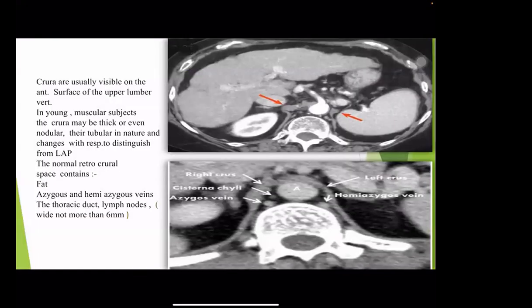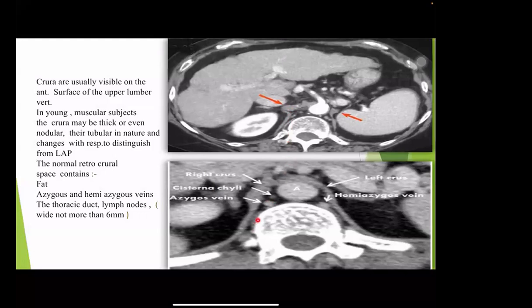The crura are usually visible on the anterior surface of the lumbar vertebra. This is the crura usually. This is the lumbar vertebra. In young muscular subjects, crura may be thickened or even nodular, as in this picture. The crura are nodular and thickened, and sometimes mistaken as lymphadenopathy. So how to differentiate it? By movement with respiration, as we said that the diaphragm moves with respiration. So if it moves, it is the crura of the diaphragm. If it is not so, it is a lymphadenopathy.